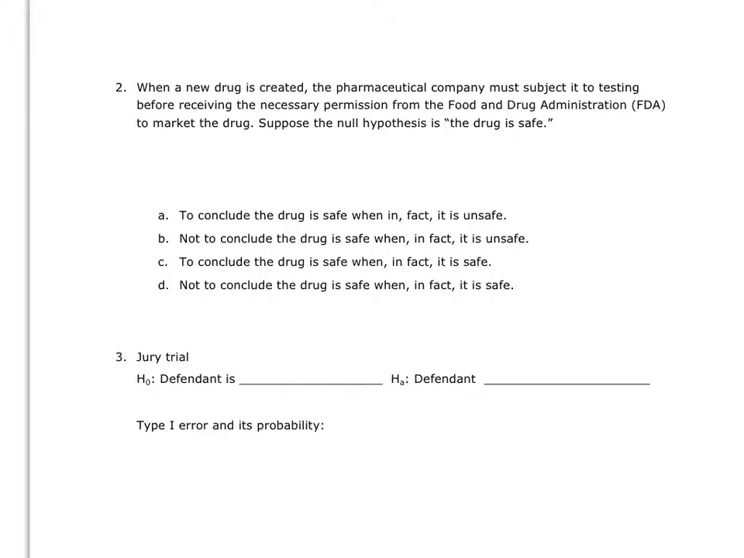Let's look at this example. When a new drug is created, the pharmaceutical company must subject it to testing before receiving permission from the FDA. Suppose the null hypothesis is the drug is safe. So let's write out the null and the alternate here. We're just writing them in words. So the null hypothesis is that the drug is safe. So then the alternate is going to be the drug is not safe.